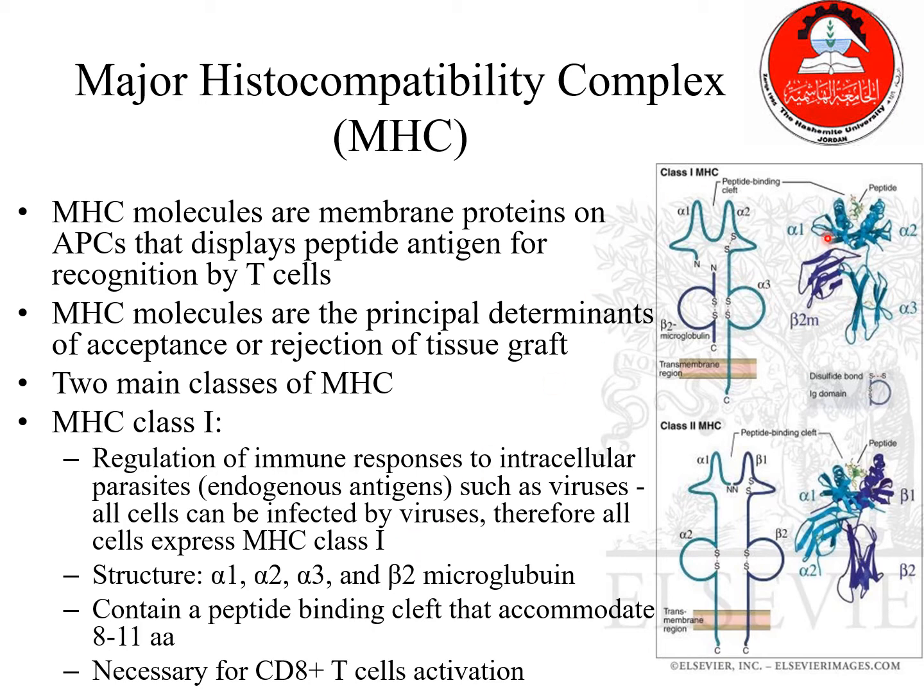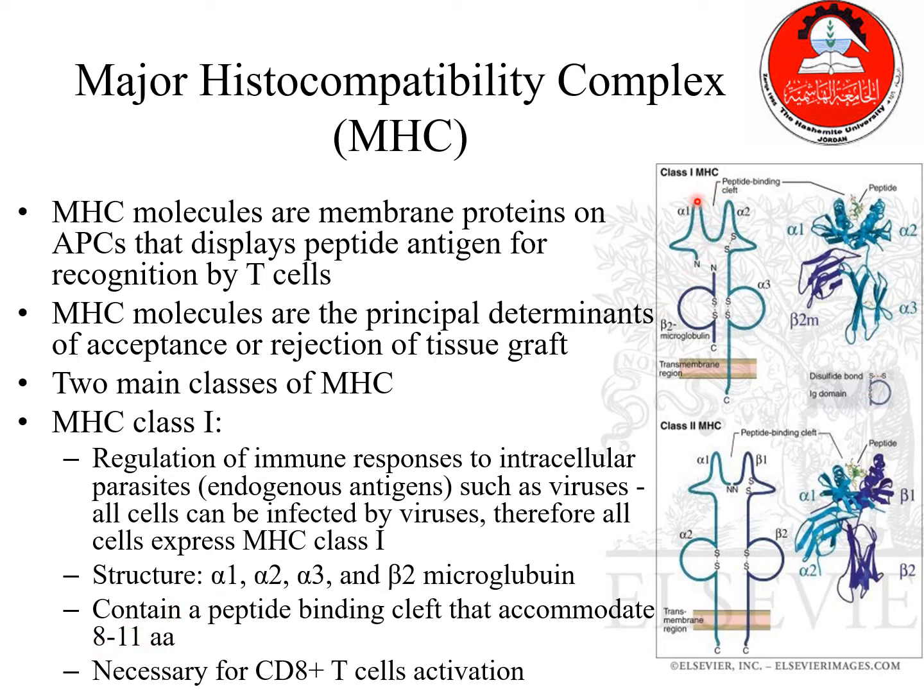So this is the MHC class 1 and we can see it is composed of 1 alpha, 2 alpha and 3 alpha chains and 1 beta chain. So the protein structure is composed of 3 alpha, 1 beta, okay? And it's embedded within the transmembrane region of the cell. It contains a peptide binding cleft that accommodates 8 to 11 amino acids.